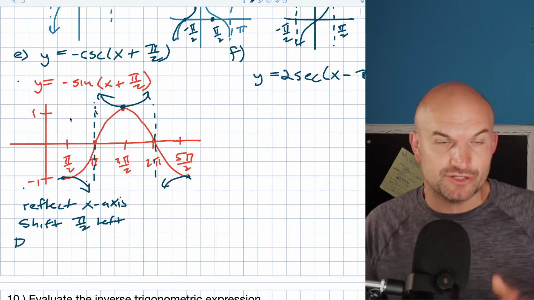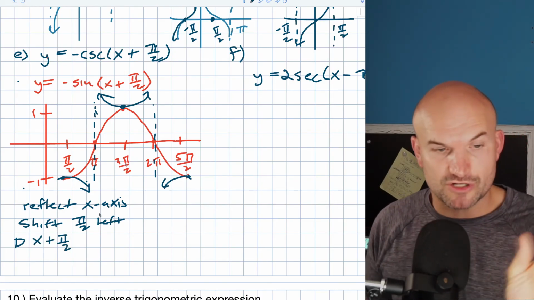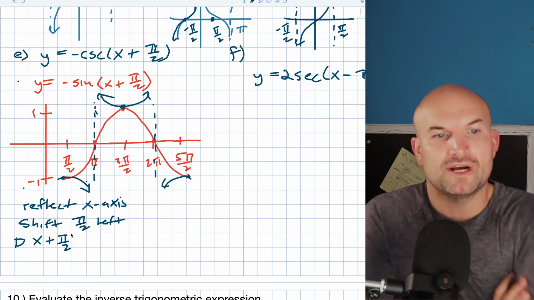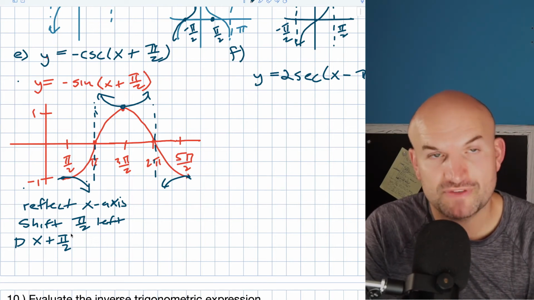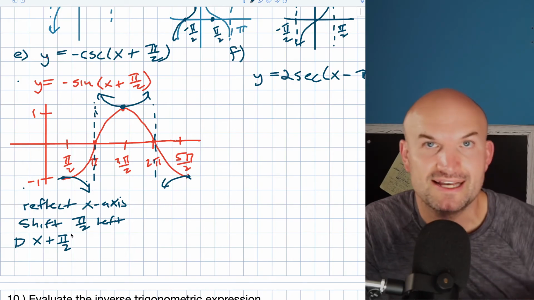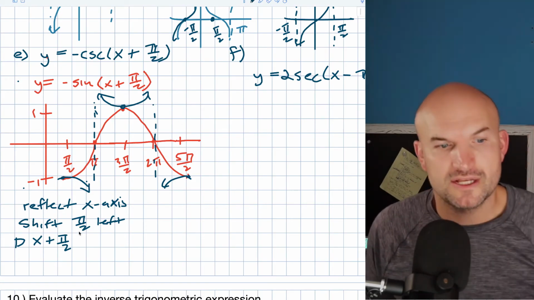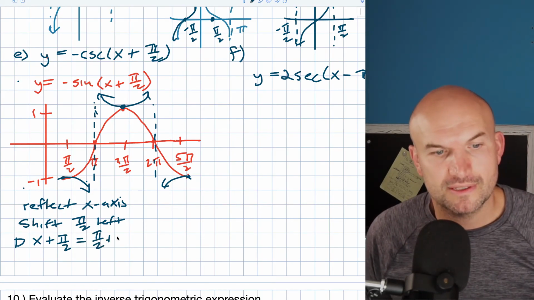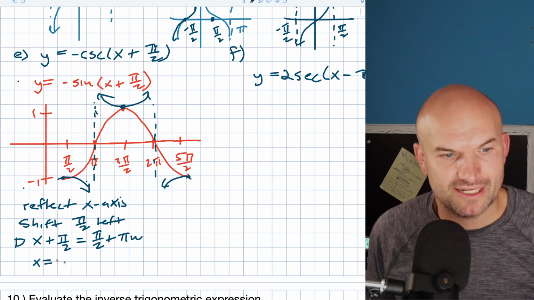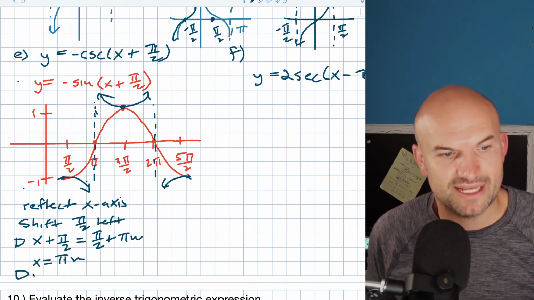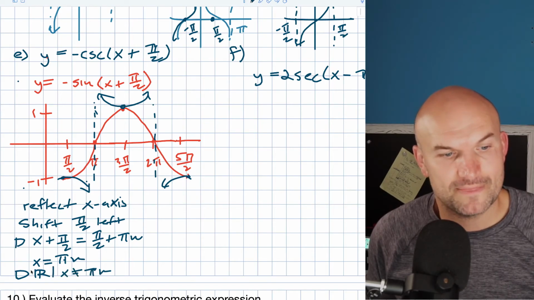So my domain, again, what you're going to do is take x plus pi halves, whatever's inside your function, and set that equal to where your function is going to have asymptotes. So if you think about cosecant, cosecant is going to be undefined at pi halves plus pi n. If you go to the unit circle, at pi halves, that's when y is equal to 0. So that's going to equal pi halves plus pi n. Okay, so if I solve for x, I get x is equal to pi n. So my domain is going to be all real numbers such that x cannot equal pi n.